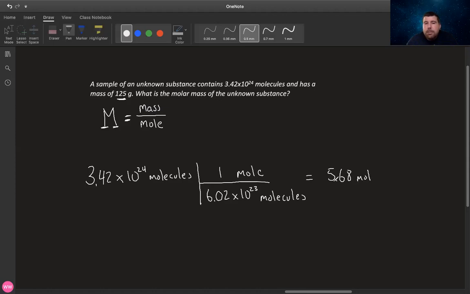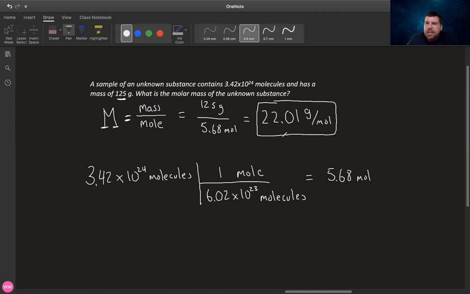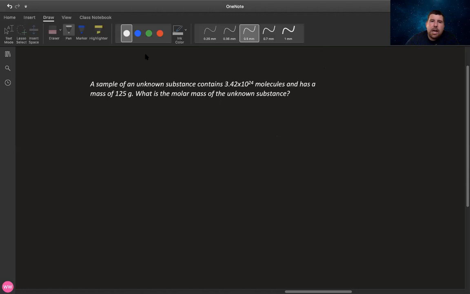And now that I know the denominator and the numerator, I can go ahead and find that 125 grams divided by 5.68 moles. All I have to do is do this division, and I find that the molar mass of my sample is 22.01 grams per mole. So this molecule has a pretty small molar mass, but it makes sense. We can have molecules that have a small molar mass, as long as it's bigger than 1 gram per mole, because at the end of the day, the smallest element, hydrogen, has a molar mass of 1 gram per mole. You're pretty much okay. All right, let's go ahead and do the last problem on the graphic organizer.